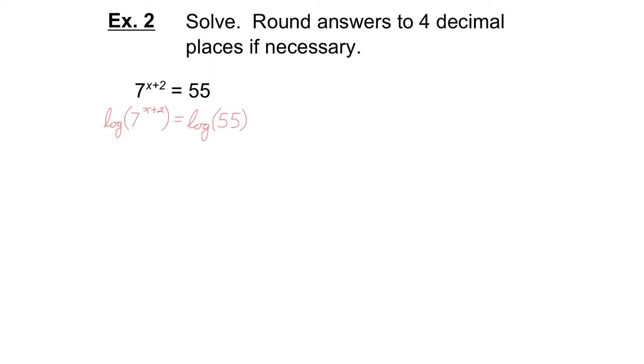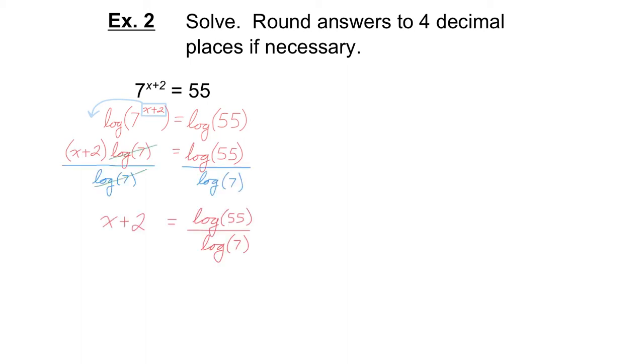We're going to take the log of both sides. We're going to use that rule for moving the exponent into the coefficient. We're going to divide both sides by log of 7. And this is where it's a little bit different. Now we have x plus 2 equals log of 55 divided by log of 7.